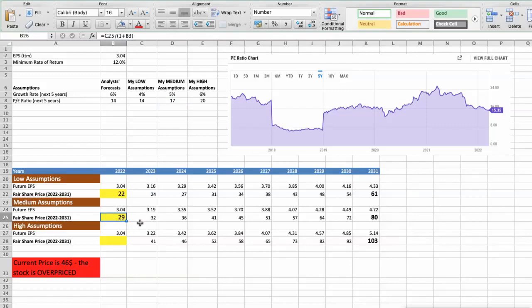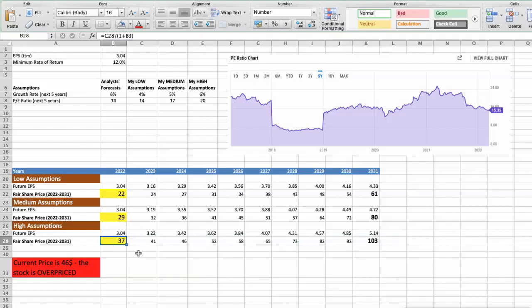Third scenario. Comcast will have high performance in the next 5 years, and we will use the following parameters in our calculation. Future growth rate would be high, 6%. Future P/E would be high, 20. In this case, the fair value of the stock today would be $37.